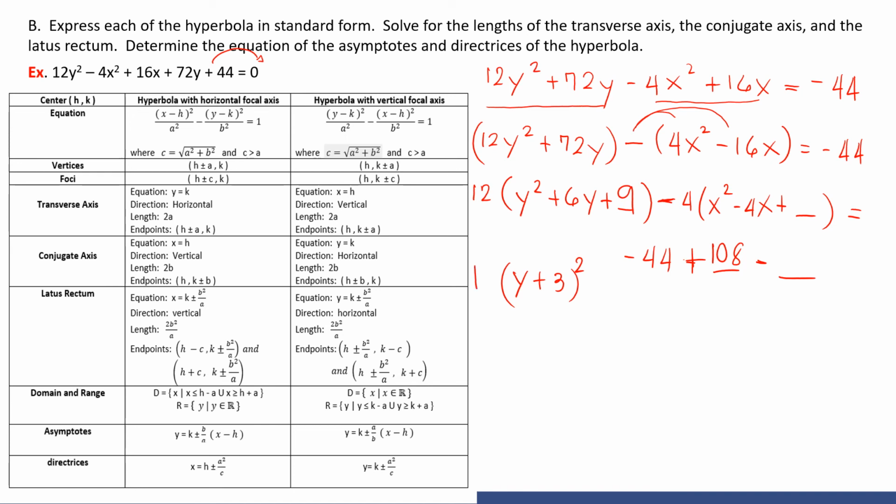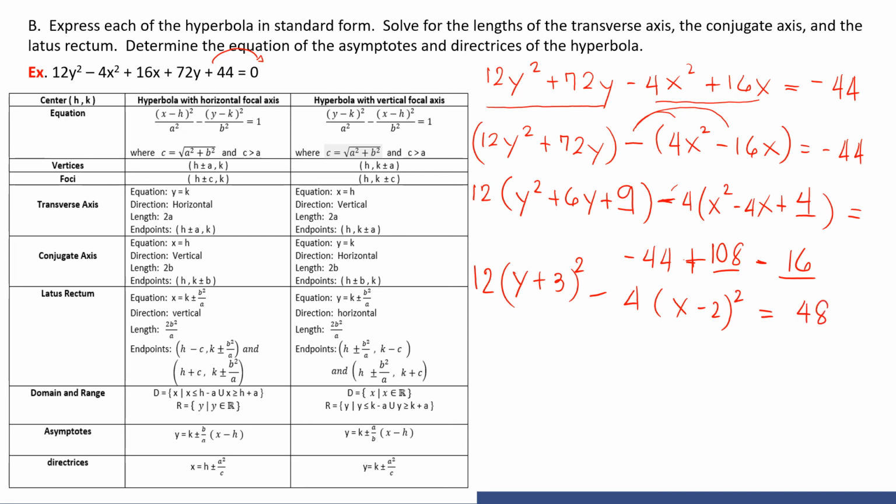Then copy coefficient 12. And then minus 4. And then square root of x squared is x. Then negative 4x divided by 2 is negative 2. So happen that negative 2 squared is 4. So lagyan natin din ng 4. And negative 4 times positive 4 is negative 16. Kaya sabi natin kanina, minus. Okay? So is equal to what? Negative 44 plus 108. The answer is 64, and 64 minus 16, the answer is 48.